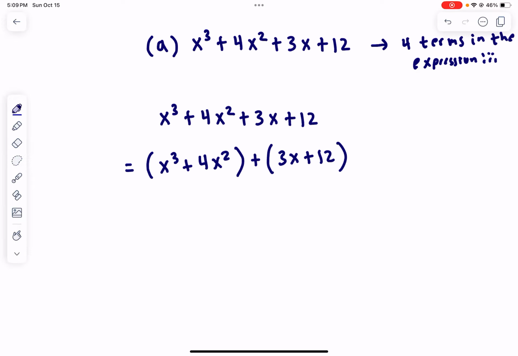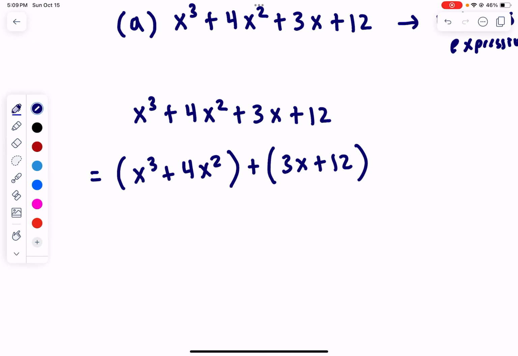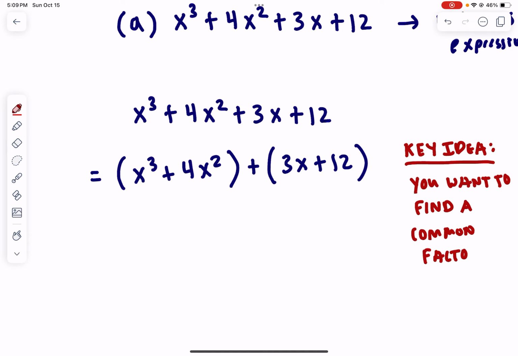Okay, so at this point, once we've grouped these terms together, here's the key idea. You want to find a common factor from each grouping.